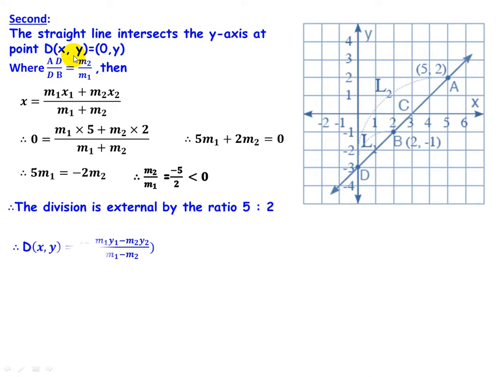The point D itself, its y coordinate equals (M1y1 minus M2y2) over (M1 minus M2). M1 equals 2, M2 equals 5. So y equals (2 times 2 minus 5 times negative 1) over (2 minus 5). So the point of division is (0, negative 3).